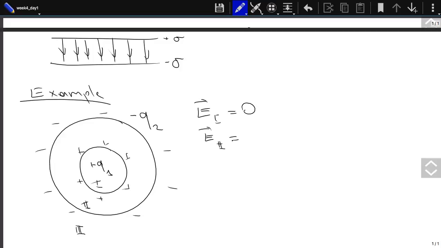Now let's look at the electric field in region 2. I take some point over here, and the electric field will always be the superposition of the electric fields created by the charges separately. So the electric field in region 2 will be the field created by this shell plus the field created by this shell. I am outside this shell, so it just behaves like a point charge. So E2 will be 1 over 4 pi epsilon 0, Q1 over R squared, R hat.